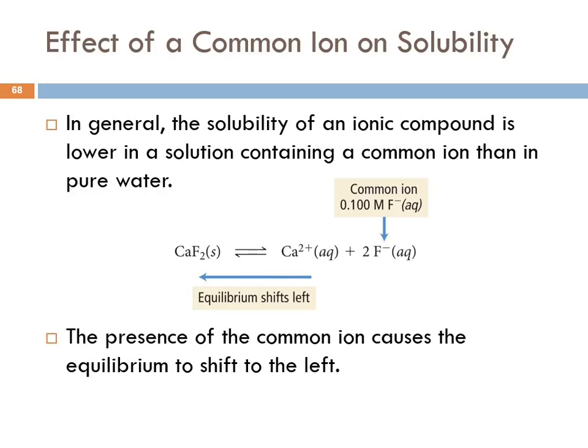There's one tricky thing, which is pH. If the anion in your solution is the conjugate base of a weak acid, then the solubility will be pH dependent. And so you have to watch out for that.